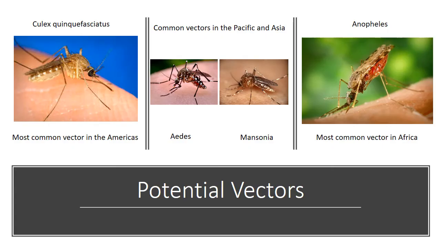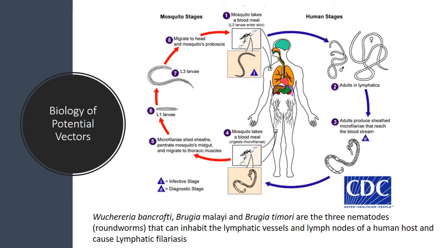So the potential vectors of the disease are these right here. Culex quinquefasciatus, excuse my pronunciation, is the most common vector in the Americas, and the Aedes and Mansonia are the common vectors in Pacific and Asia. The Anopheles is the most common vector in Africa. Biology of the potential vectors.